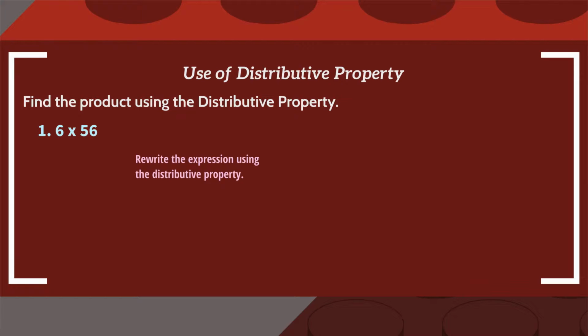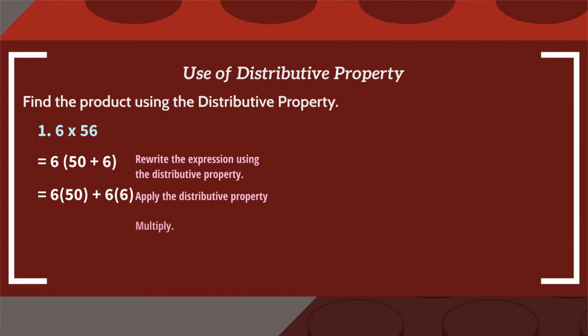Then enclose 50 plus 6 with a parentheses, and we have 6 times the quantity 50 plus 6. Now we can solve this expression using the distributive property. We will distribute 6 to 50 and to 6. And we have the product of 6 and 50 plus the product of 6 and 6. After that, perform the indicated operation. Multiplication first. 6 times 50 is 300, and 6 times 6 is 36. So now we have 300 plus 36. And there's only one thing left for us to do, and that is add. 300 plus 36 is 336. That means 6 times 56 is 336.